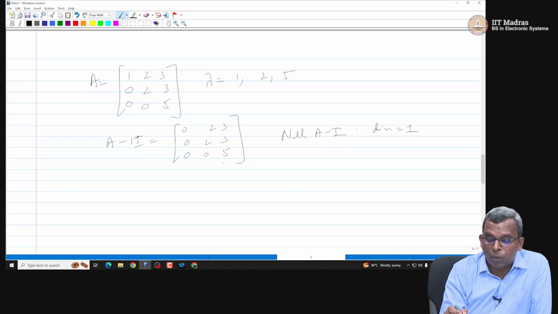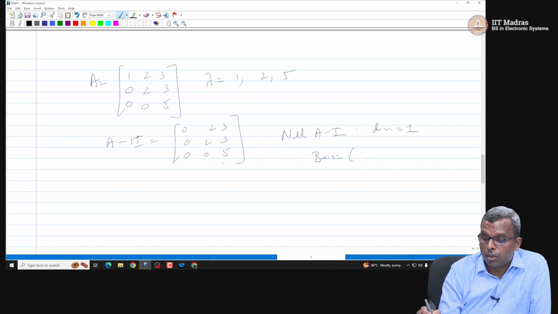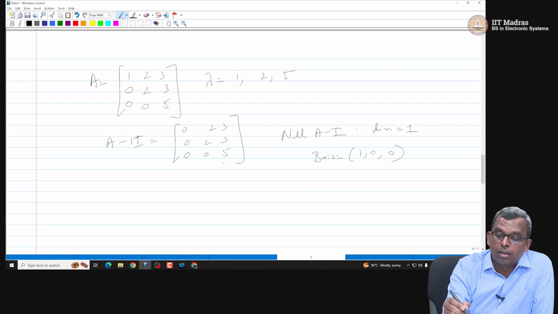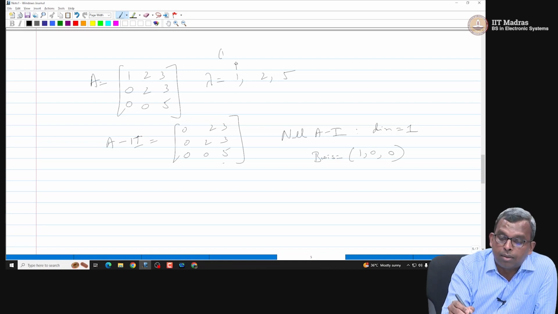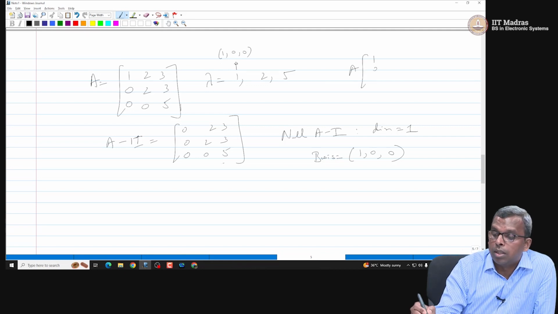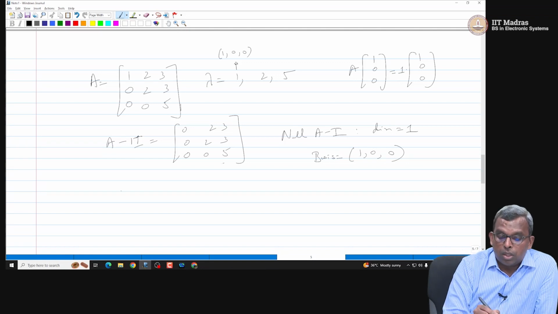Once you have a 0, 0, 0, all you have to do is take the basis as just 1, 0, 0. So, lambda 1 has eigenvector 1, 0, 0, and that you can quickly see. If you multiply A by 1, 0, 0, you get 1, 0, 0, right. So, A times [1, 0, 0] is actually 1 times that.